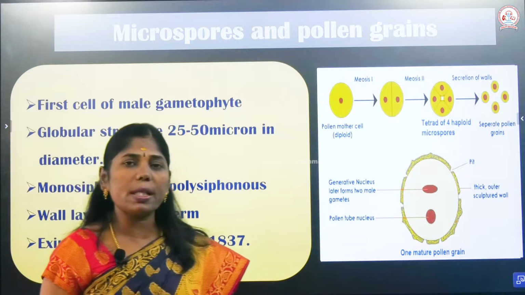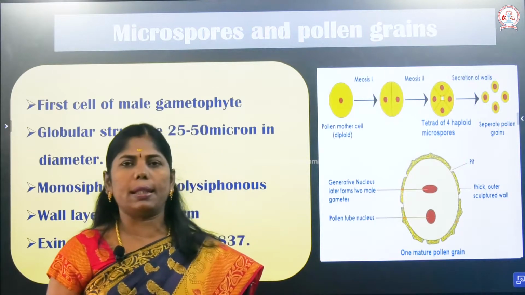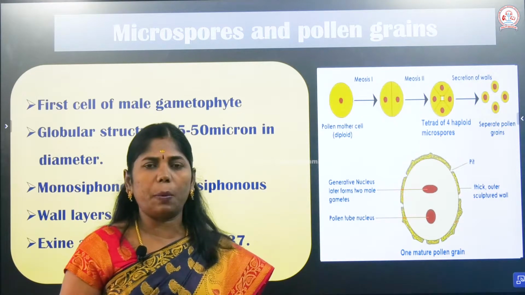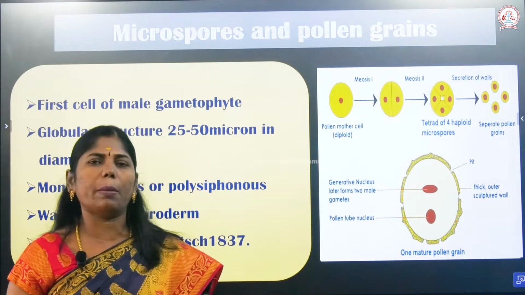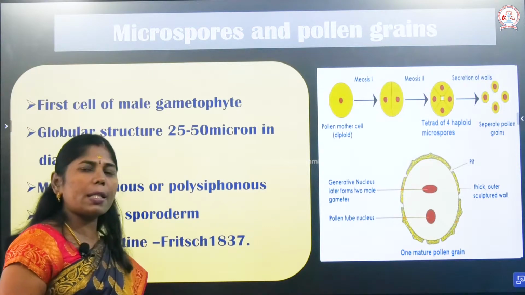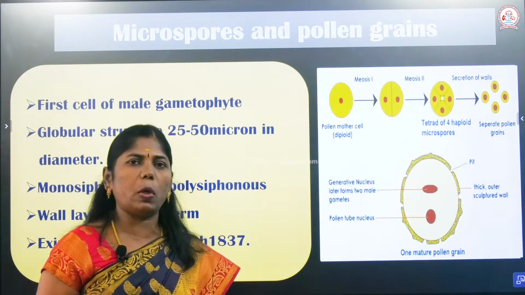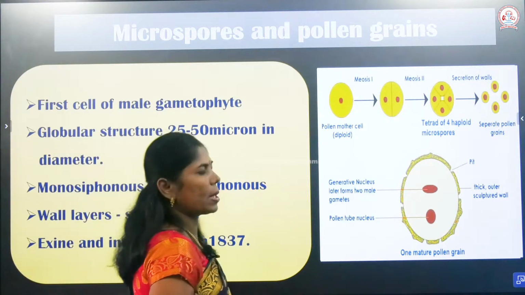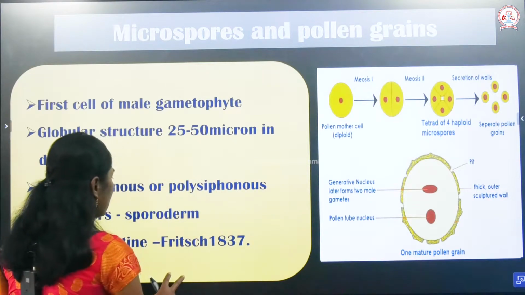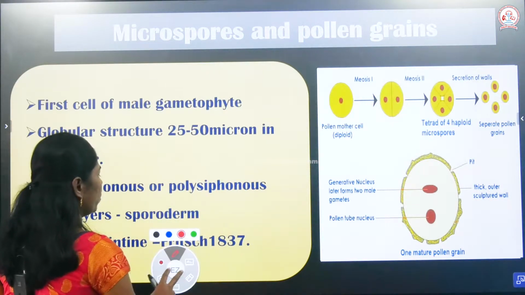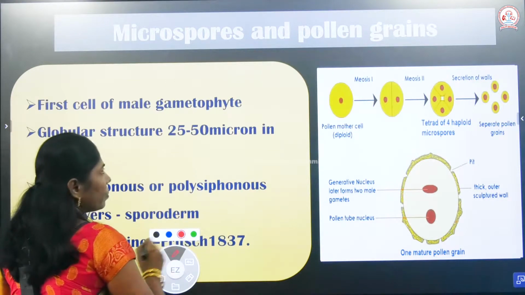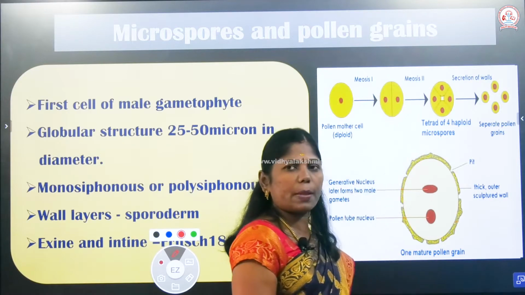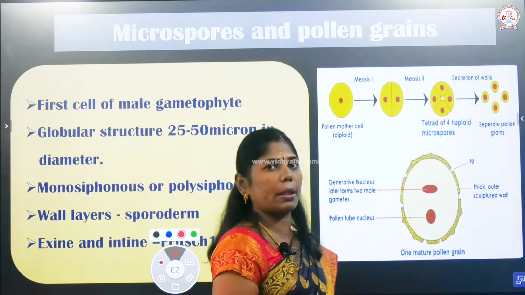The microspore is formed from the microspore mother cells. How is it formed? It is formed by the process of meiosis. The microspores are formed from the microspore mother cell by meiosis. Meiosis is a reduction division, formed by meiosis 1 and meiosis 2. In meiosis 1, a single nucleus is divided into 2. Then in meiosis 2, four haploid microspores are formed from the microspore mother cell.